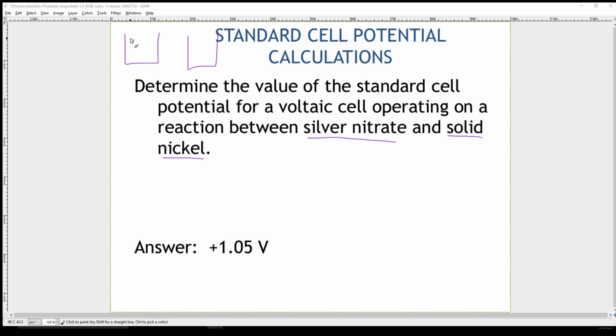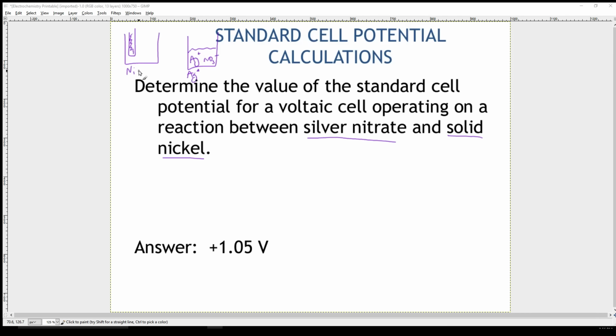We know one of these is going to have solid nickel. There it is. Solid nickel. And the other one is going to have silver nitrate. Silver and nitrate. So here we're starting off with solid nickel. Here we're starting off with silver as an ion.